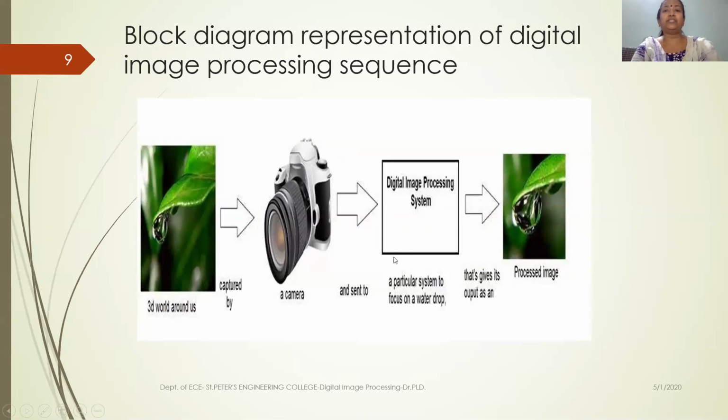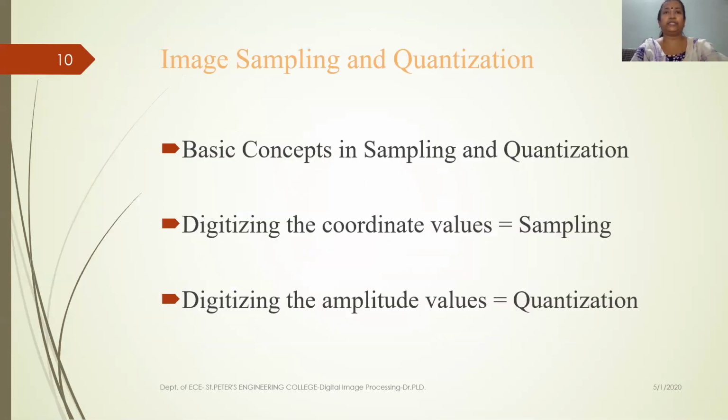Digital image processing means a particular system focuses on this water drop, and we are focusing on improving the quality, then the processed image appears like this. Based on our own application, we are going to process the part or full image based on the application only. Accordingly, we have the results at its output.